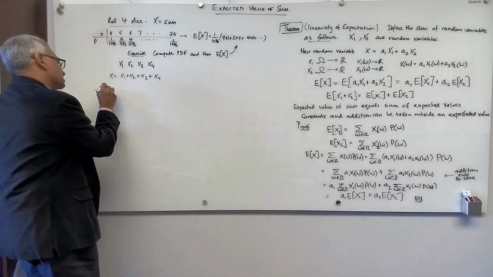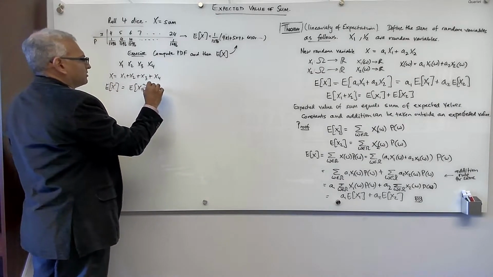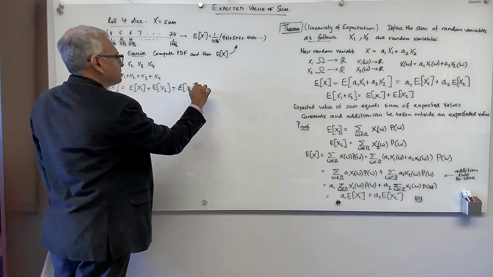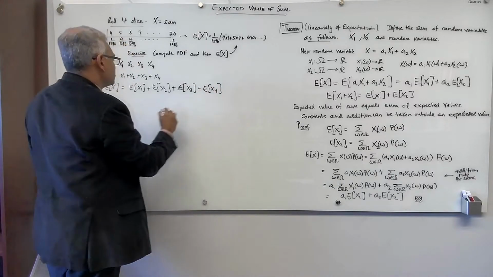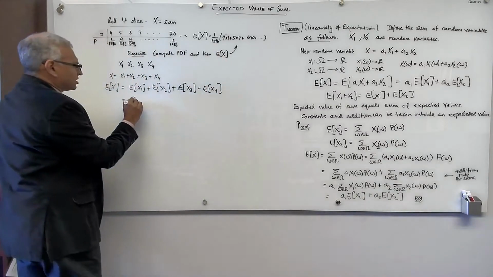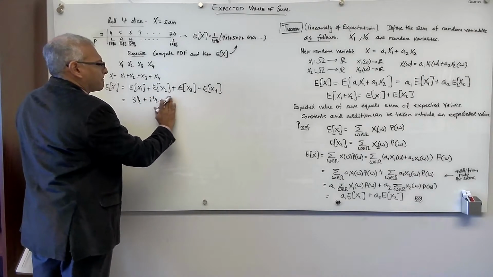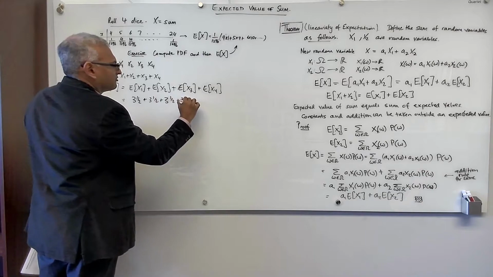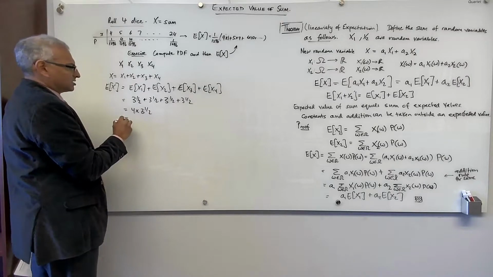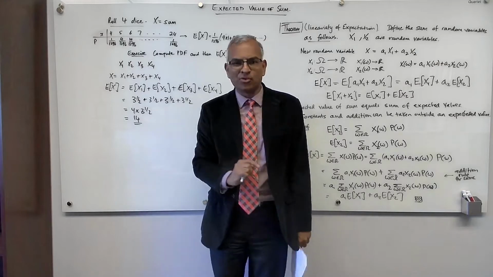And the theorem says that the expected value of X is equal to the expected value of X1 plus the expected value of X2 plus the expected value of X3 plus the expected value of X4. And we know that the expected value of a single dice roll, we computed it last time, is 3.5. So this is 3.5 plus 3.5 plus 3.5 plus 3.5, which is 4 times 3.5, which is equal to 14. Boom. So when you compute this expectation as your exercise, you should get 14.